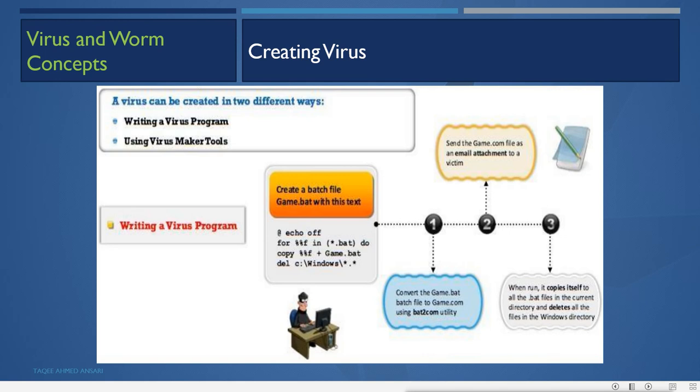Writing the virus program means creating a batch file. For Windows, the executable file is the batch file. We also have script files, or PowerShell scripts. So you can just create the script. If you know the scripting language, then you can create it easily. For example, here there is one small code, like echo off. Echo off means it will not display anything, it will always run in the background. Then it says for f in star.bat, do copy f plus game.bat and delete everything from the Windows directory. That means star.star, that means delete everything from the Windows directory.